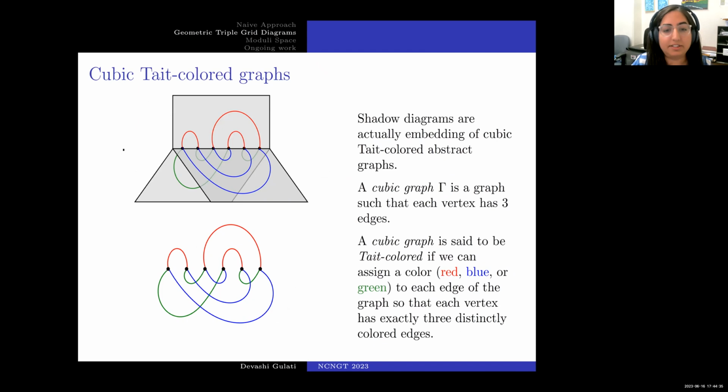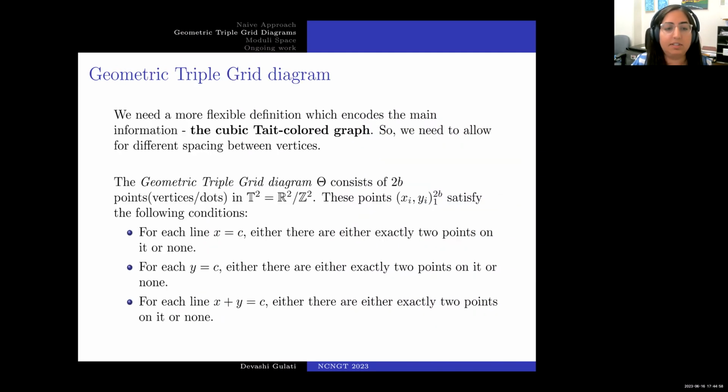Shadow diagrams are actually embeddings of cubic Tate-colored abstract graphs. What does that mean? Well, a cubic graph is a graph such that each vertex has 3 edges. And it's said to be Tate-colored if we can assign a color, red, blue, or green, to each edge of the graph so that every vertex has exactly 3 distinctly colored edges. We need a more flexible definition which encodes the main information, which is the cubic Tate-colored graph. So we need to allow for different spacing between the vertices. Otherwise, the diagonal condition really is very limiting.